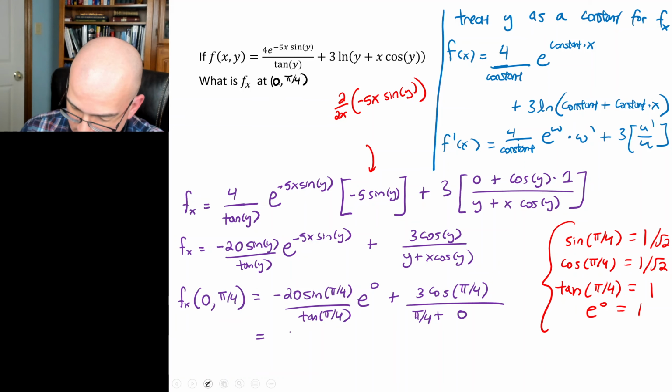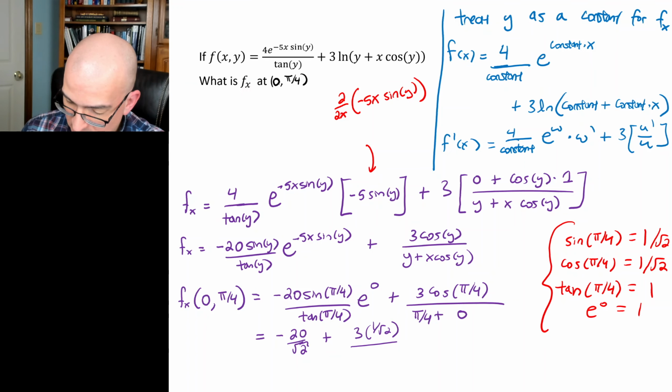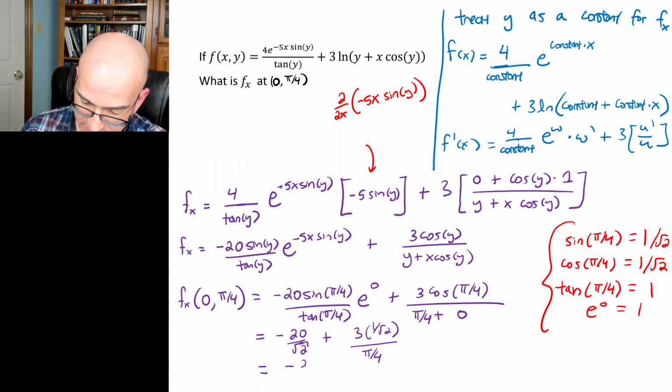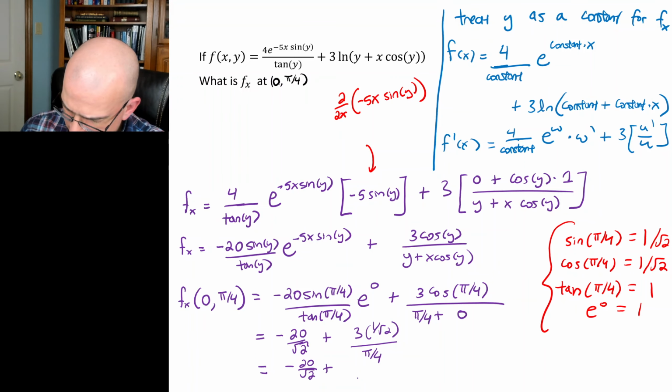So we have negative 20 over root 2 plus 3 times 1 over root 2 over pi over 4, which does not simplify very nicely at all. Negative 20 over root 2 plus 12 over pi times root 2.